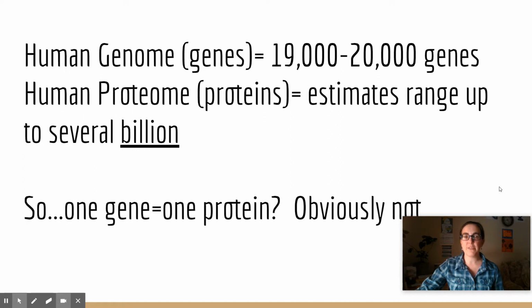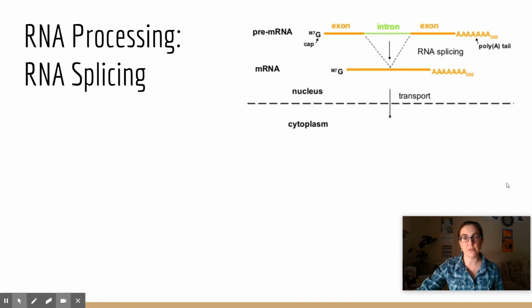So it should be pretty obvious that we can't just have one gene that codes for one protein. That's not going to work. We don't have enough genes. And here's one of the ways that we can code for all these billions of proteins with only about 20,000 genes. One other process that happens before an RNA molecule leaves the nucleus is called RNA splicing, which means it gets cut and parts of it get glued together. So the final messenger RNA that leaves the nucleus is not as long as the primary transcript that was made.